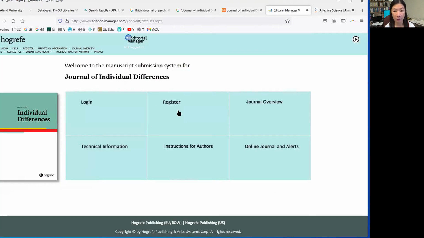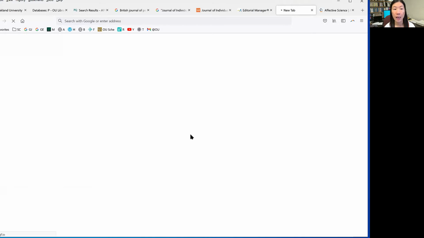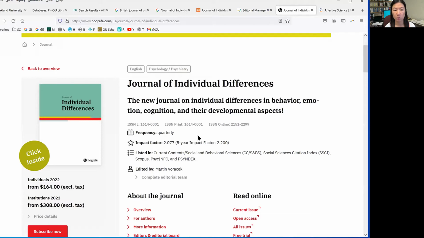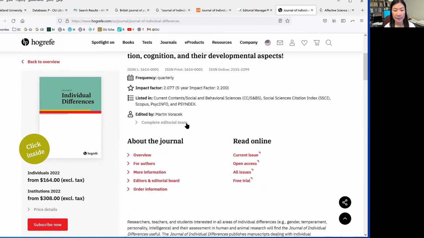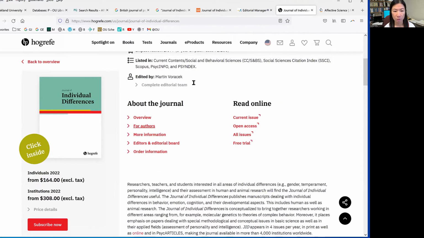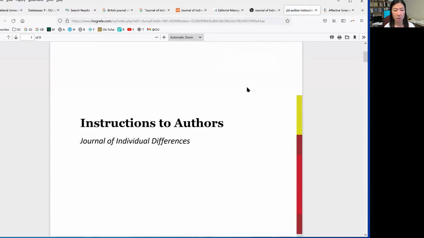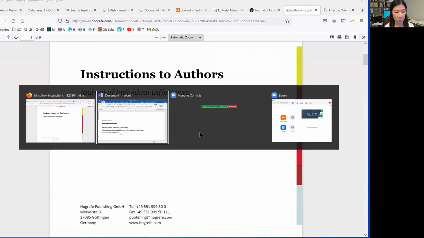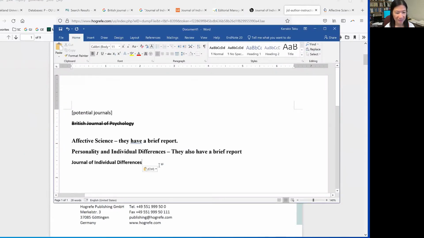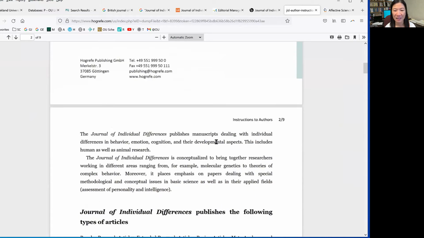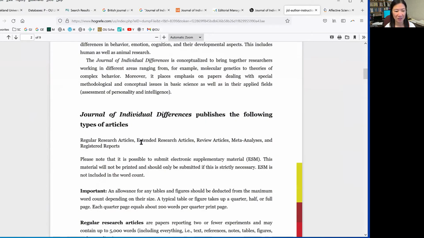I just wanted to know if they have instructions for us. I wanted to make sure if they have a brief report. So Journal of Individual Differences, the new journal, listed editor, overview for authors. Read online for authors. There you go, instructions. Instructions to authors, Journal of Individual Differences. Is it Germany? Maybe Germany. The publisher is in Germany. As for the individual differences, that's all good.